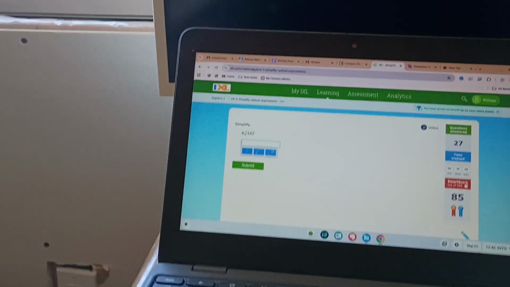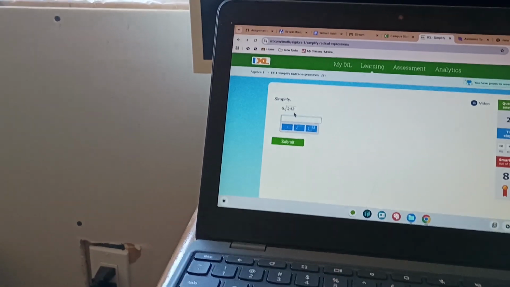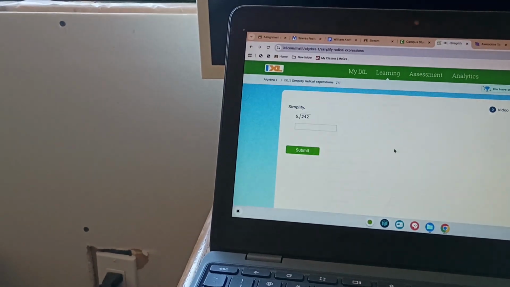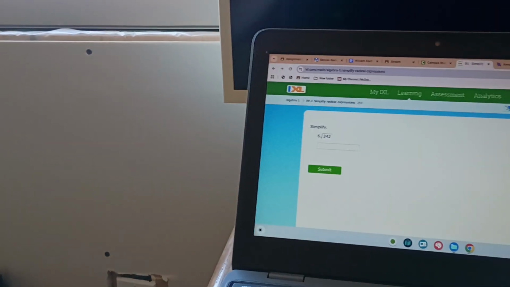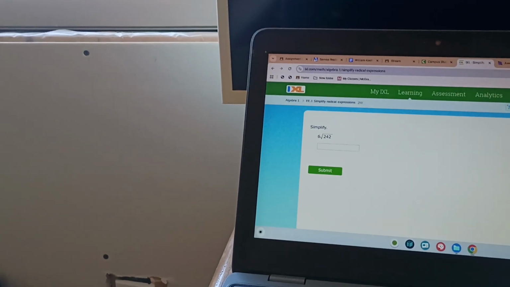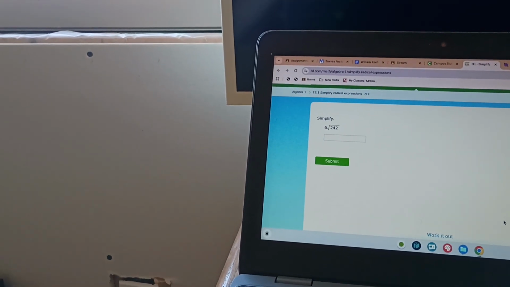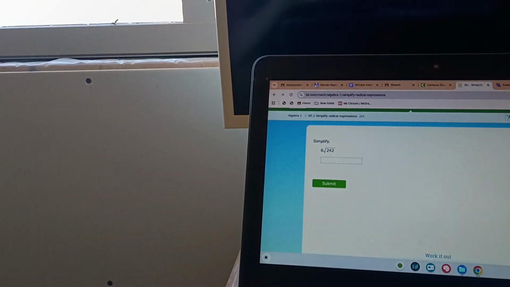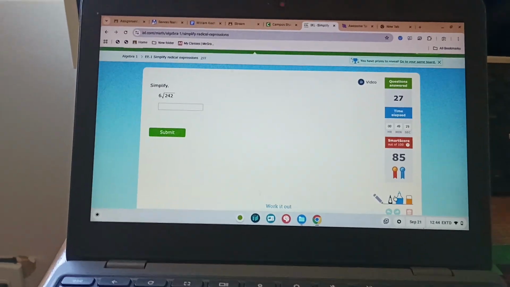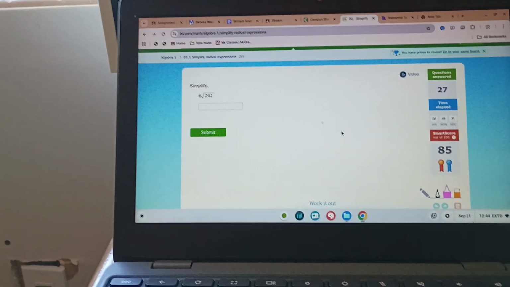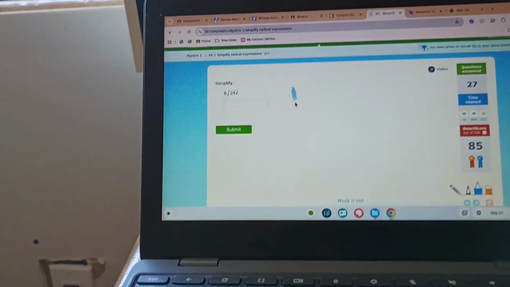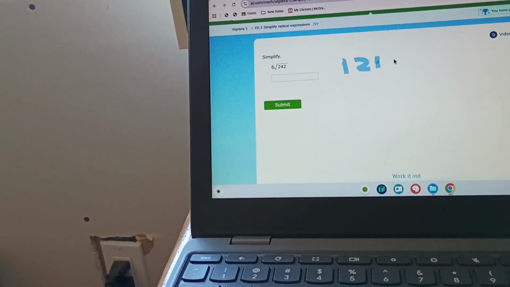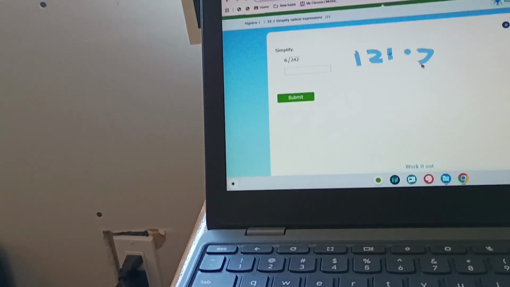Cool. I'm going to do one more, especially because this one seems a little bit more difficult. So 6, and then the root is 242. So first of all, you can add all these up and you get 6. I don't think that does anything. But what you can do is just divide that by half and you get 121 times 2.